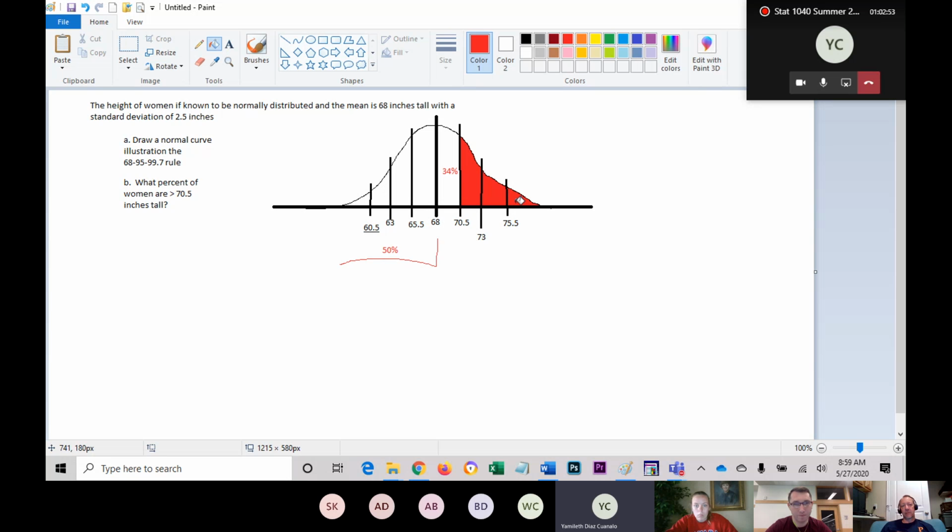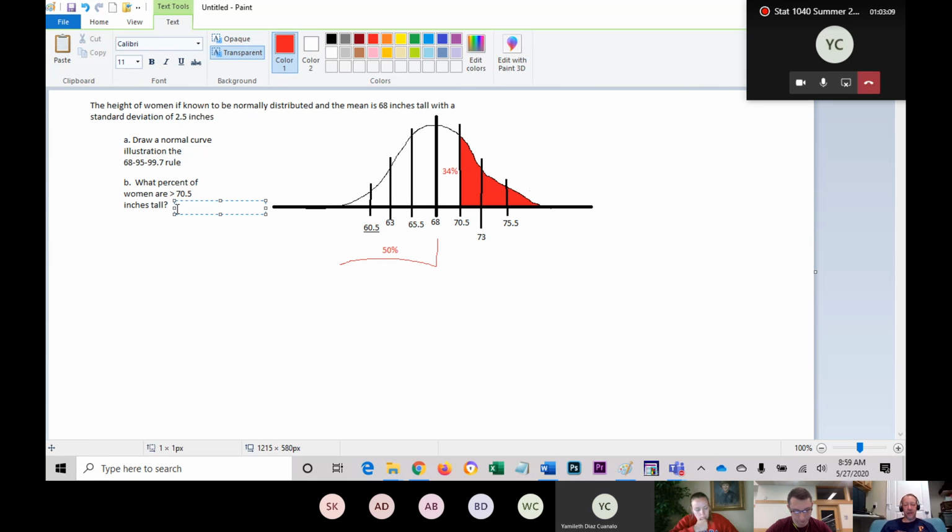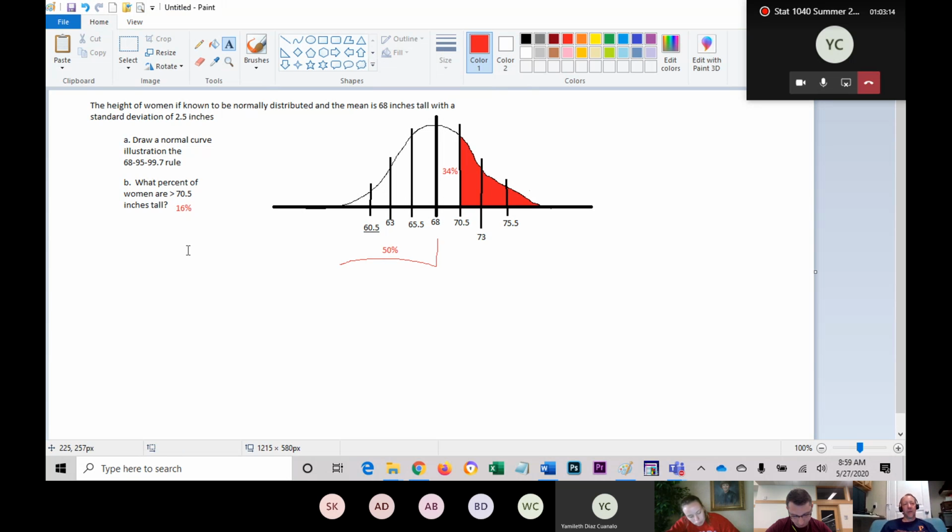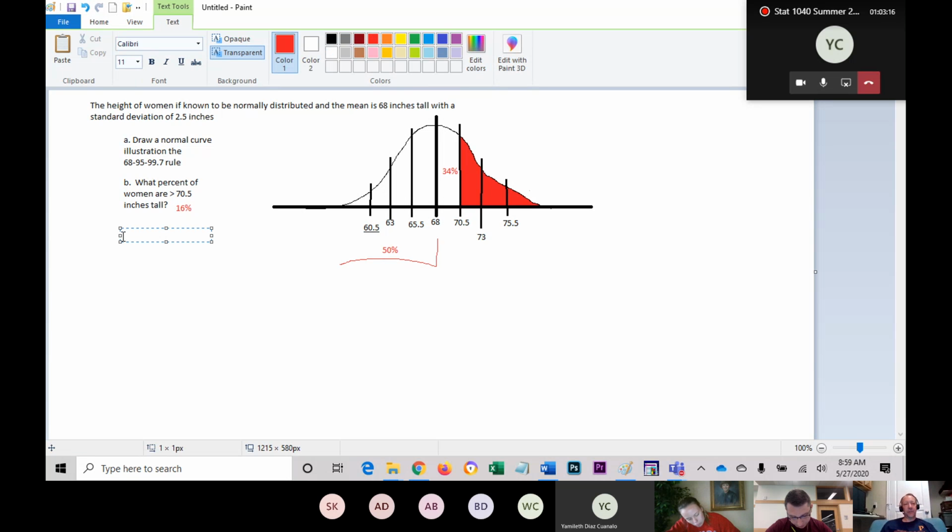I'm not sure. Well, you know that 84% is in white, essentially, right? And you know the area under the curve is 100%. So what's 100 minus 84? Oh, 16. So very good. So your answer here is 16%. Okay. Well done.